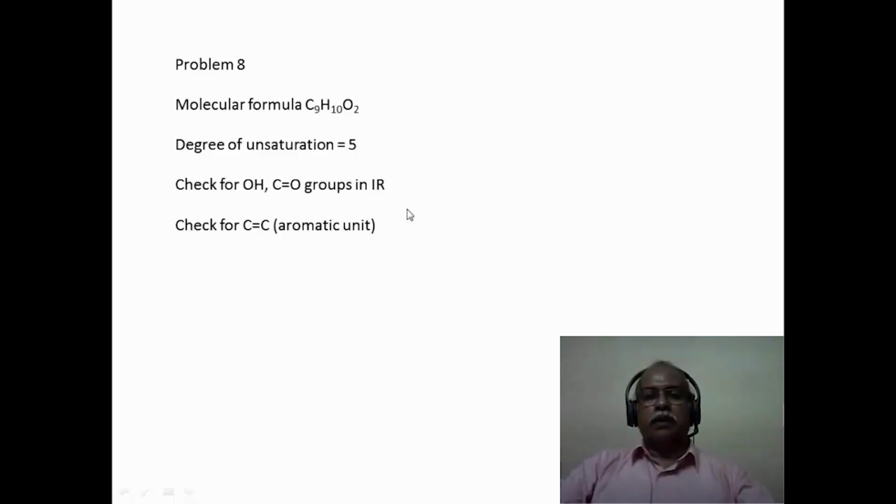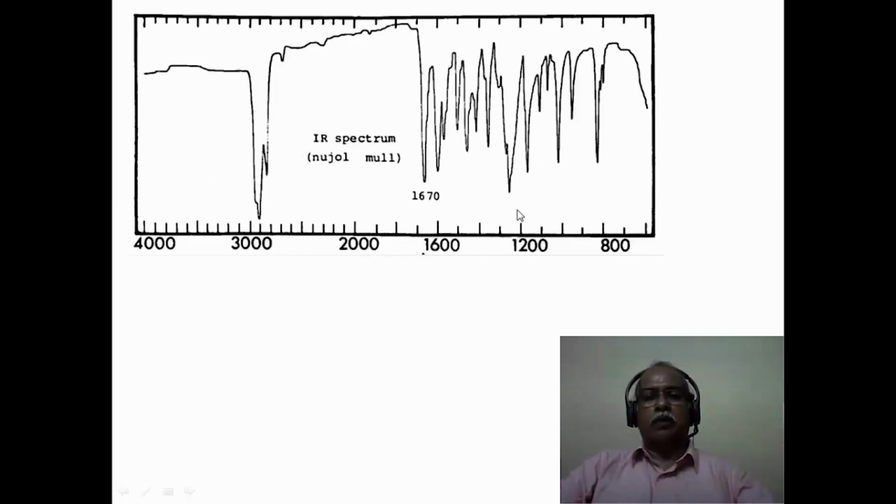The molecular formula is given here as C9H10O2. The degree of unsaturation from this molecular formula is 6. It is possibly an aromatic compound because of the large degree of unsaturation that is present here. Because of the presence of oxygen, let us once again check the presence or absence of the OH and the carbonyl functional group in the infrared spectrum of this particular compound.